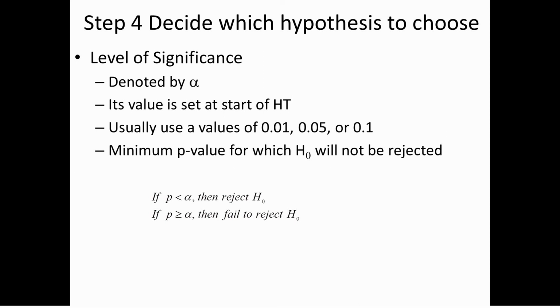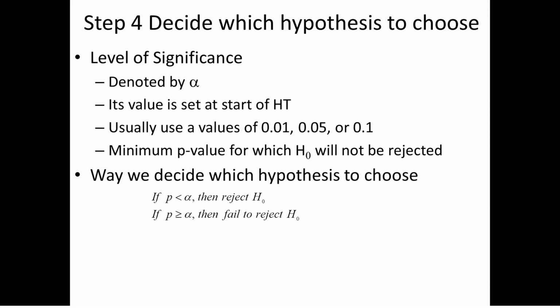This tells us how to decide which hypothesis to choose. If p is less than alpha, since alpha is the minimum value at which we can accept the null hypothesis, and p is less than this, we're going to reject the null hypothesis. If our p-value is greater than alpha, then we fail to reject the null hypothesis. Notice something interesting: we never say that we accept the null hypothesis. We say that we fail to reject it.